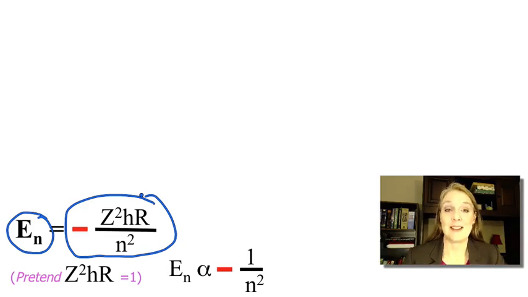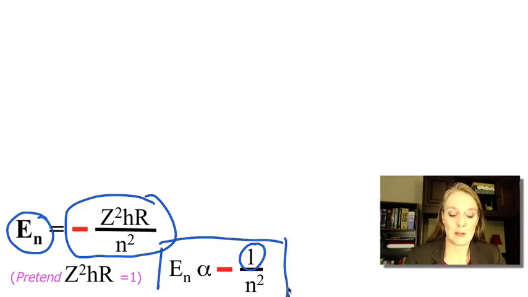Let's pretend, for the sake of argument, that the numerator of this expression, the Z squared times h times R, equaled 1. Now, Z squared does equal 1, because Z is 1 for a hydrogen atom. That's the nuclear charge. But Planck's constant times Rydberg's constant does not equal 1. But for the sake of argument, let's pretend that it does equal 1. So let's make the numerator 1, and then we're going to divide by n squared. So the expression then becomes the energy of the nth orbital is proportional to minus 1 over n squared.